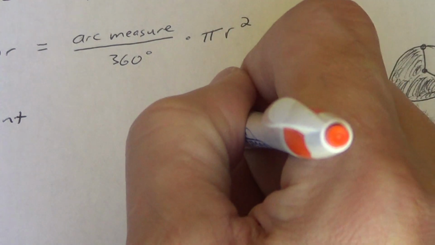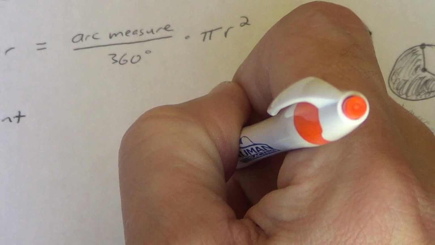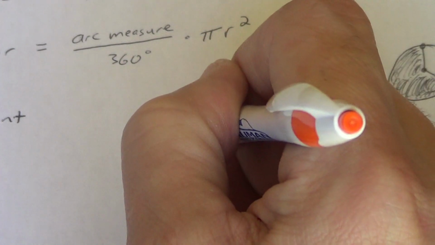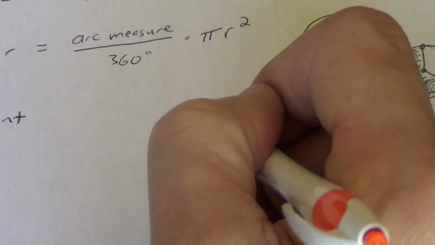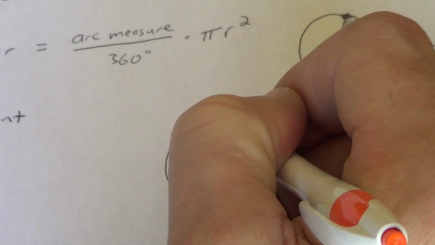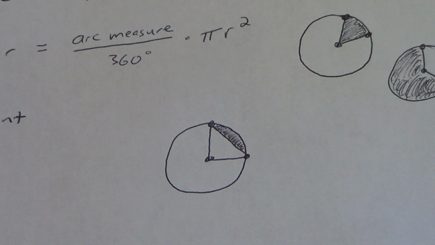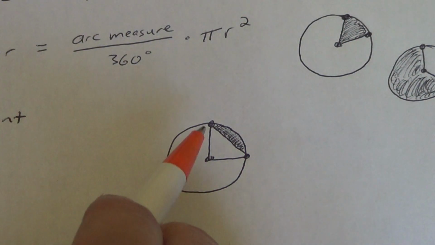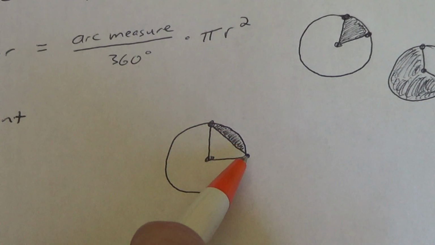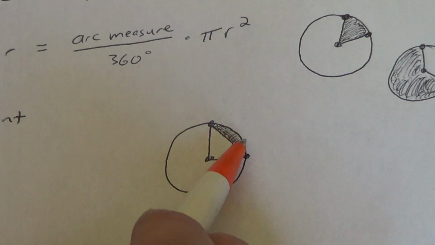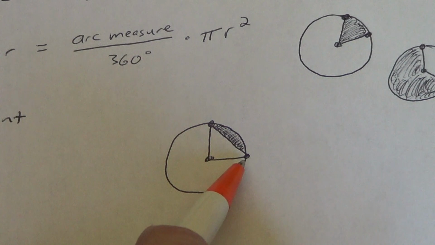So let me show you what a segment is. So if I do the same type of thing I just did, where I draw something like this, but now I'm going to draw that chord in there as well. Okay? And I'm dealing with this right here. All right? So what in the world is a segment? It's part of a circle bordered by an arc and its chord. An arc and its chord. There's the arc, the curve, the chord is the segment.